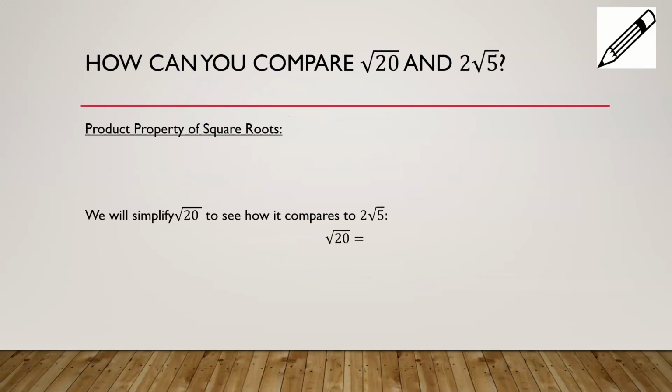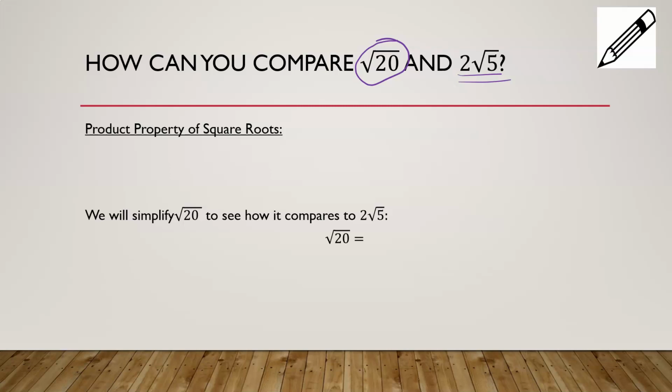So the first thing you're going to have to be able to do is compare two different roots. So you're going to take something that looks like this, the square root of 20, and you're going to describe how it compares to something like 2 root 5. Now you could just type them into your calculator and see what the decimal is, but we're going to see algebraically how we can simplify the square root of 20 to see what it looks like compared to 2 root 5.